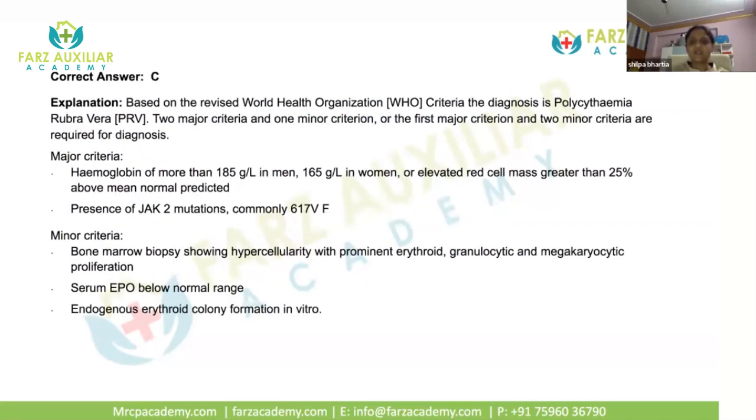And that is based on the WHO criteria for the diagnosis of PRV. Major criteria are hemoglobin more than 18.5 in men and 16.5 in women, elevated red cell mass, and as I said, presence of JAK2 mutation. It's not 617VF, it's V617F. And the minor criteria are below normal serum erythropoietin, bone marrow showing hypercellularity with tri-lineage proliferation, and endogenous colony formation, which nobody checks. So these are the major and minor criteria you need to remember.